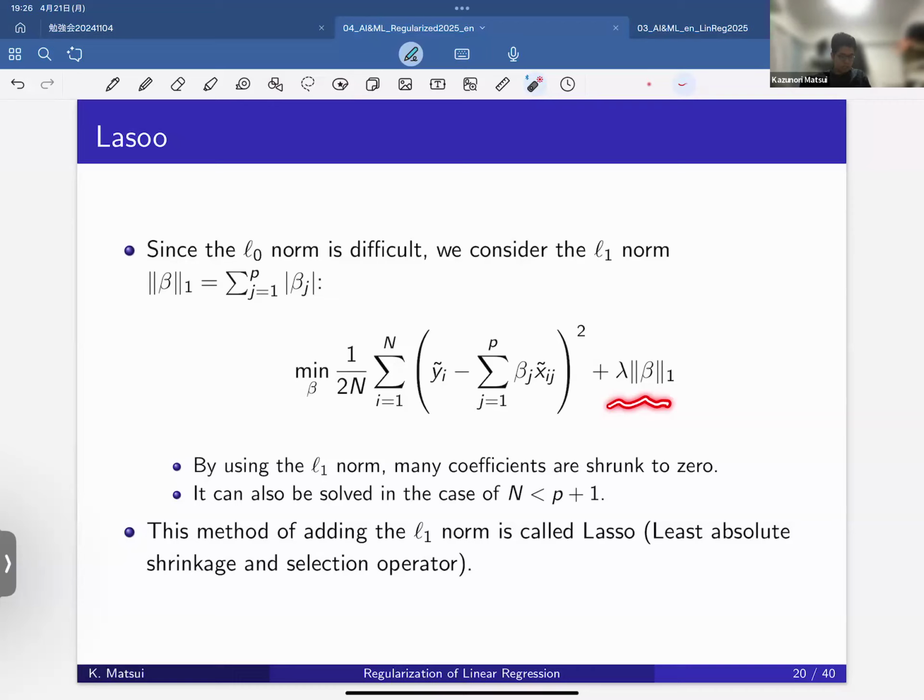This is because as lambda gets larger, the problem becomes more about minimizing this part. In that case, the optimal situation would be when all parameters are zero. So the larger lambda is, the closer each coefficient gets to zero. This is also a form of regularization. So this method can also be solved when n is less than p plus 1. This method of adding the L1 norm is called lasso.